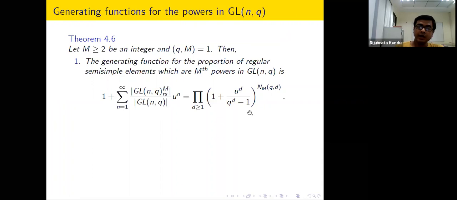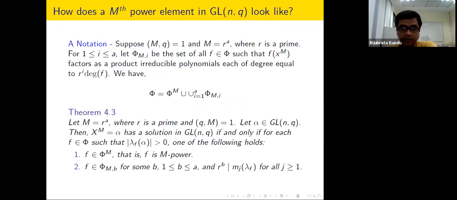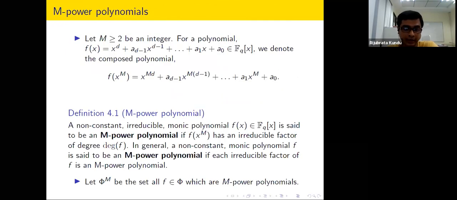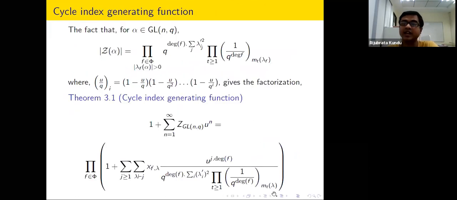And to see a proof of this particular thing, the proof is exactly the same as how we did it for the regular semisimple elements. Let us go back some slides to the cycle index generating function. Recall that a regular element is an mth power if and only if f belongs to capital phi power m, that is, f is an m-th power polynomial. So to obtain the generating function, what you have to do is the same thing that you did for regular semisimple elements, invoking those ones and zeros in these variables, but now the outer product will run over not the whole capital phi, but just capital phi power m.